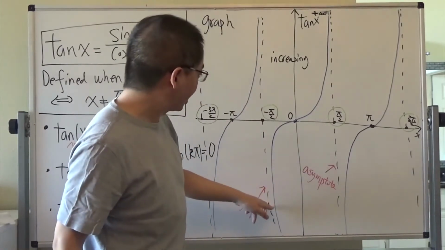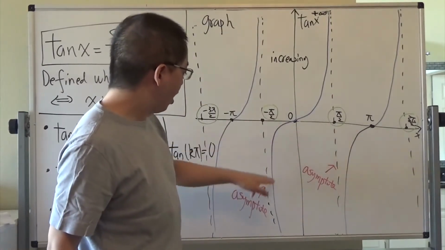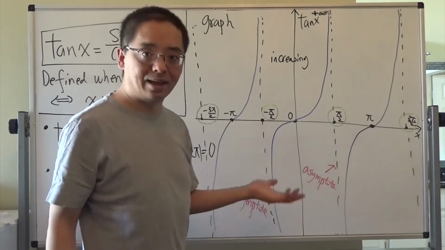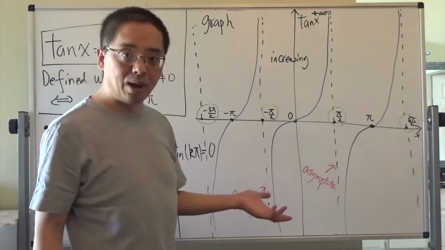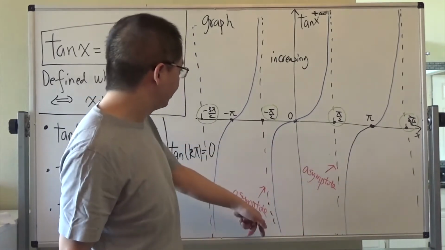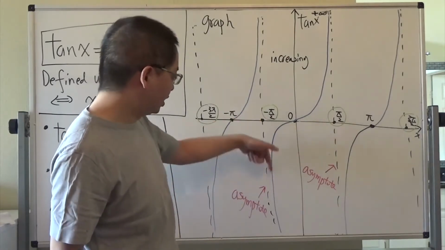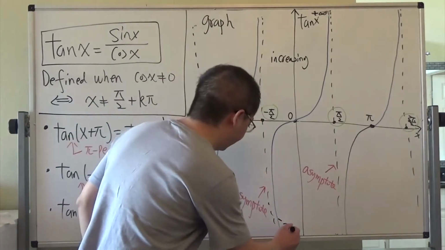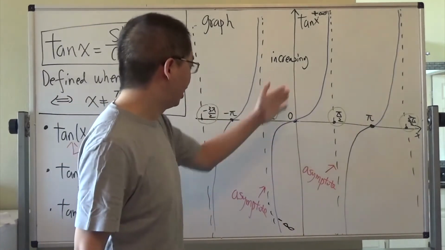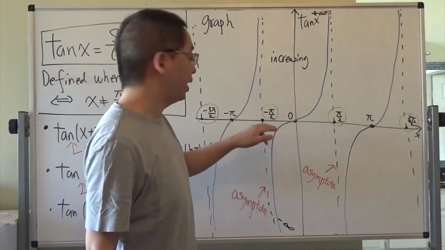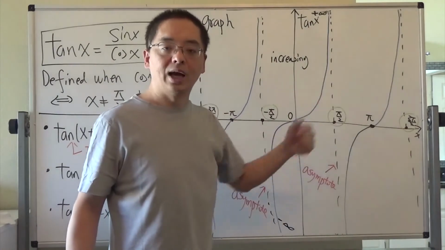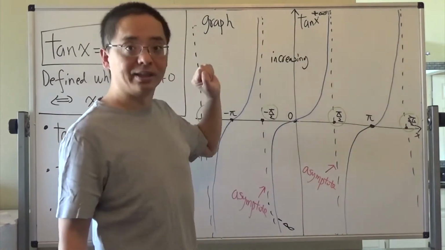If you look at the other direction, as x approaches negative pi over 2 from the right, sine x is negative and cosine x is positive. Cosine x is positive and approaches 0, so this goes to negative infinity. Those vertical lines, x equals pi over 2, x equals negative pi over 2, x equals 3 pi over 2, and such, are called asymptotes of tangent x.